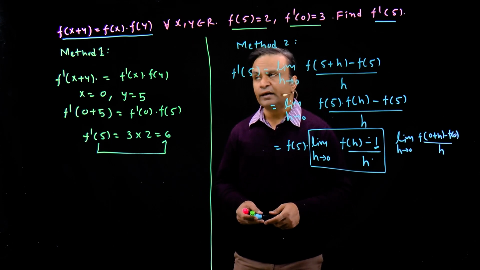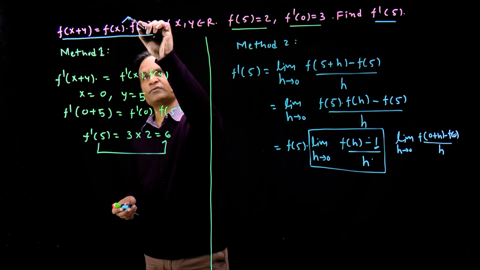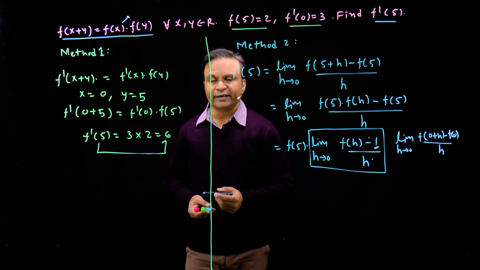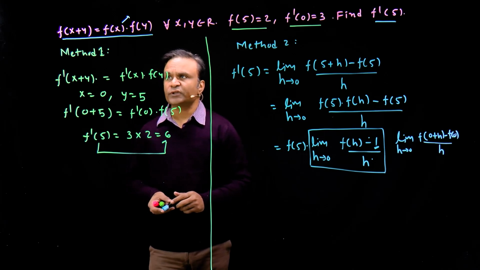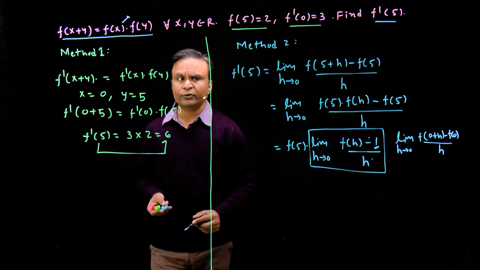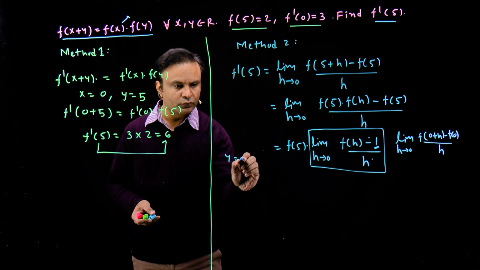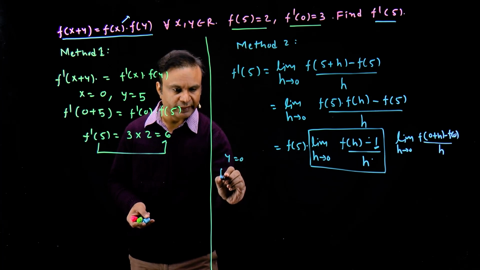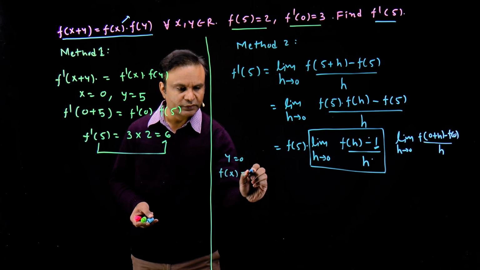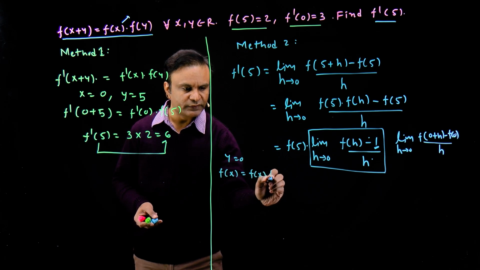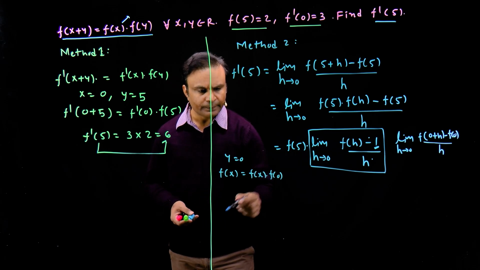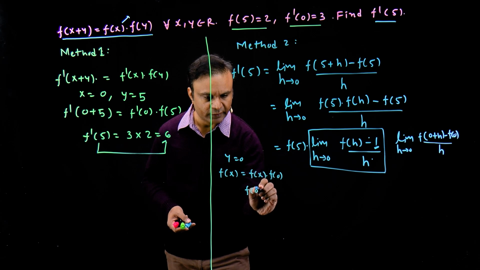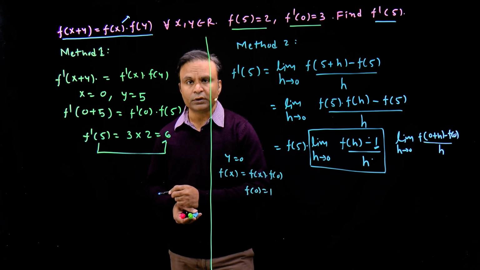If you have any requirement, ask the mother equation, which will fulfill all your needs. From this, if I want f of 0, I will put y is equal to 0. So I get f of x is equal to f of x multiplied by f of 0. Certainly, from this I get f of 0 is equal to 1.